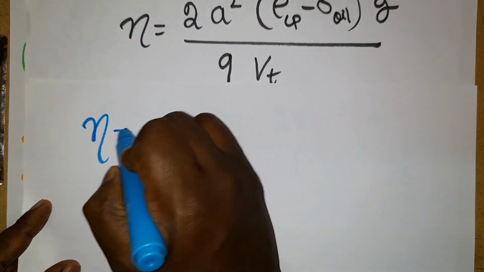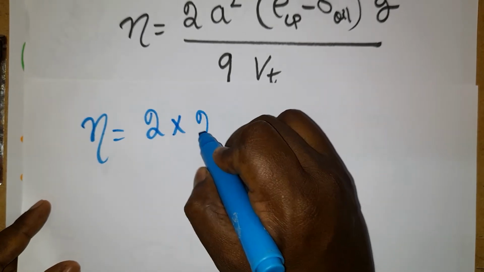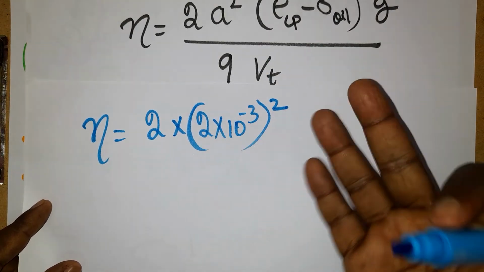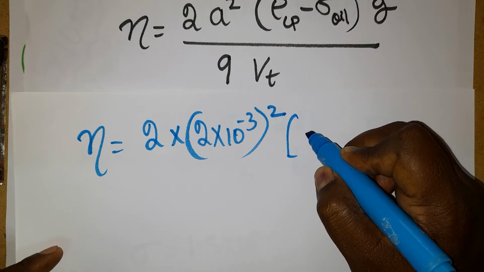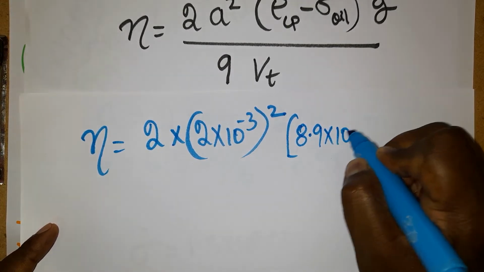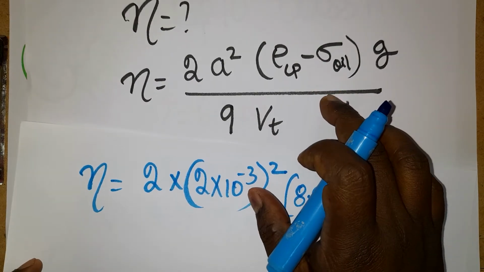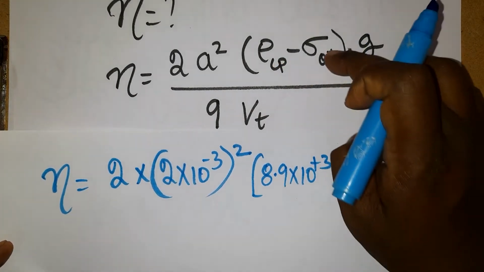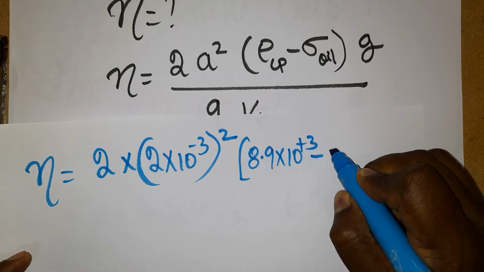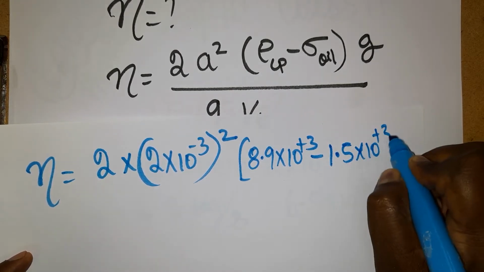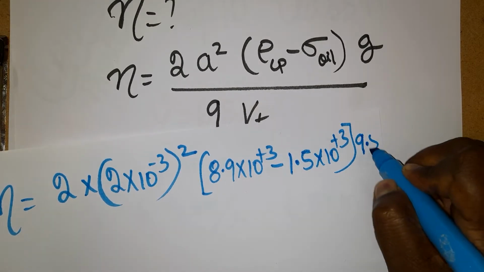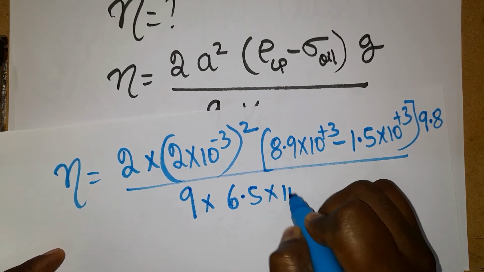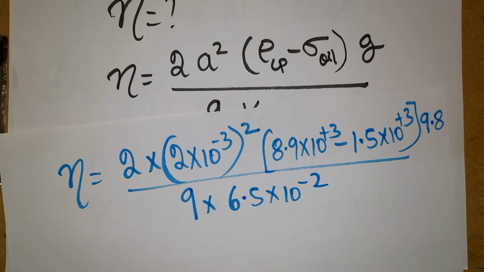Now I am going to substitute. Coefficient of viscosity is equal to 2 times the radius squared. The radius is 2 millimeter, which is 2 into 10 power minus 3 meter, squared. Then the density of the copper ball, 8.9 into 10 power plus 3. If you want this derivation, you can mention it in a comment and I will do it. The density of the oil is 1.5 into 10 power plus 3. Gravity we take as 9.8. The denominator has 9 times the terminal velocity, 6.5 into 10 power minus 2 meter per second.